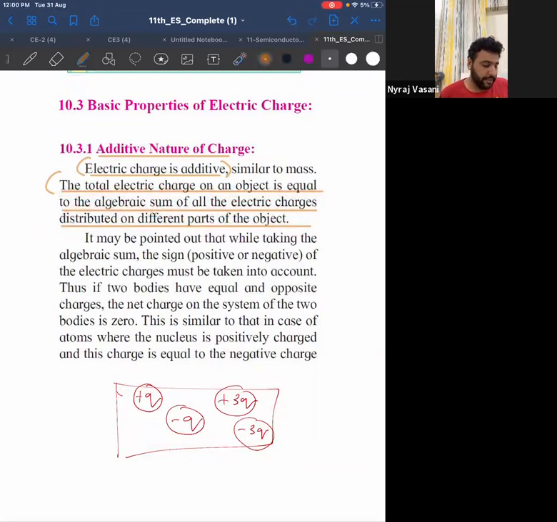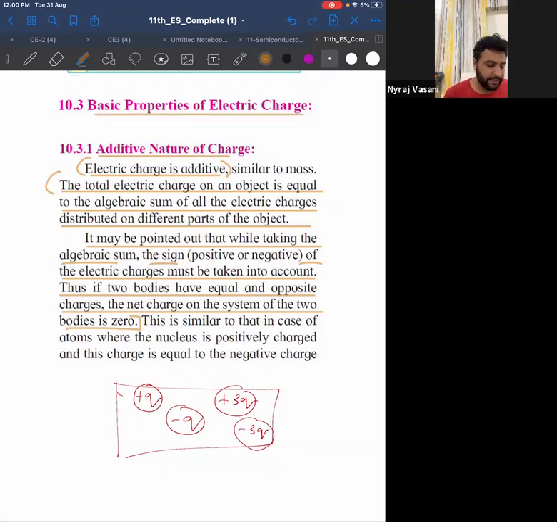Also, if you notice, it may be pointed out that while taking the algebraic sum, the sign, that is positive or negative, of the electric charges must be taken into account. Thus, if two bodies have equal and opposite charge, the net charge of the system of two bodies is 0. Did you understand? Can I say all this that is written is explained by my diagram itself, or this system? Therefore, I want you to write a side heading.